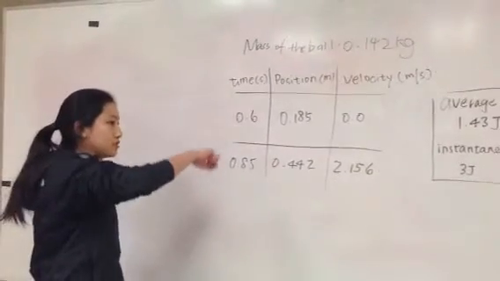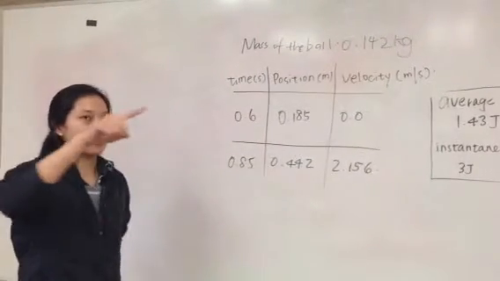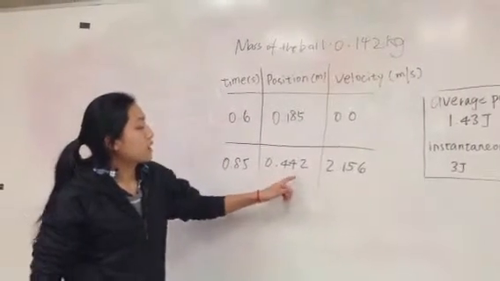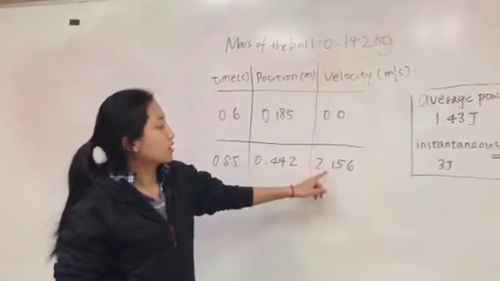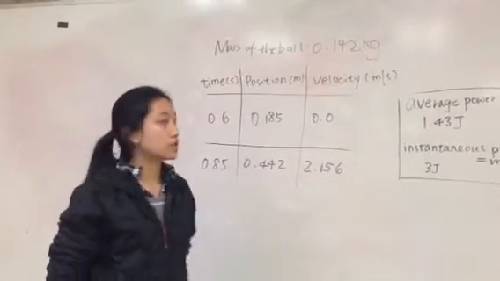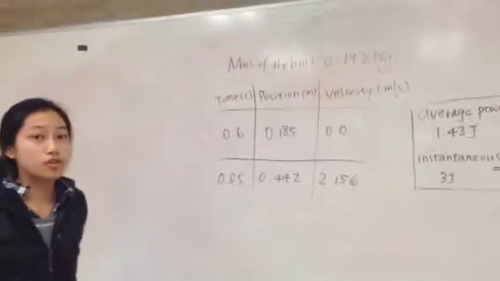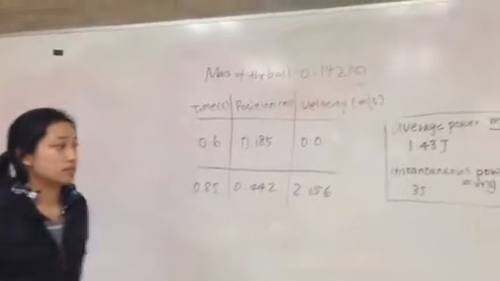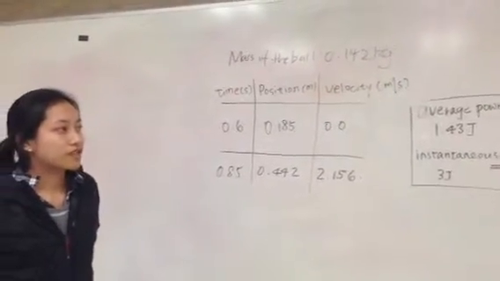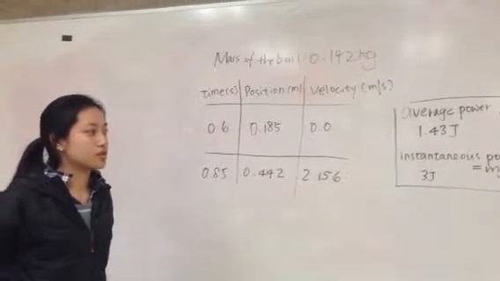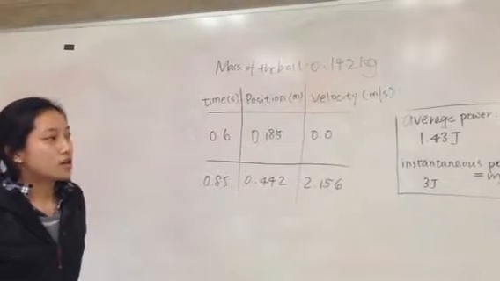So the graph is going like a straight line. Position is 0.552. Velocity is 2.156. Then we can use our equations to get the average power and instantaneous power. We use 2 different equations for average power and instantaneous power.